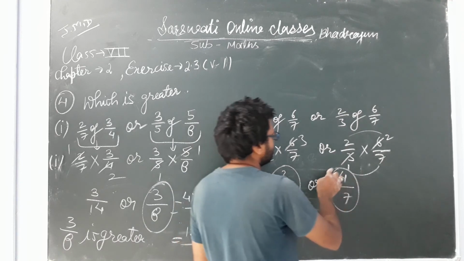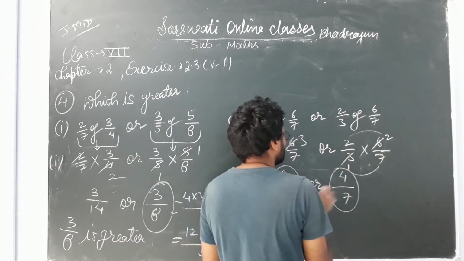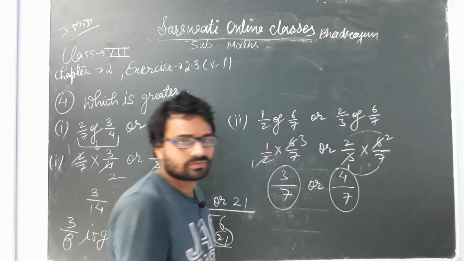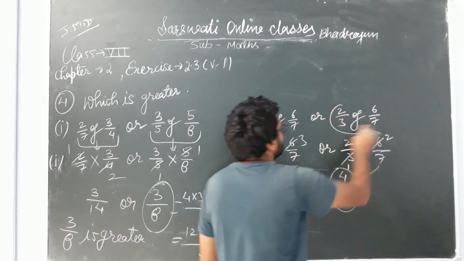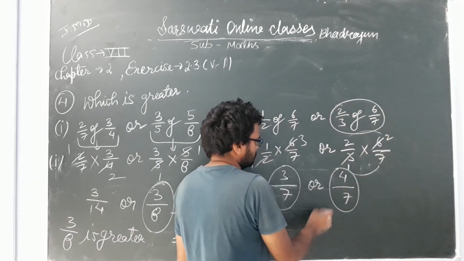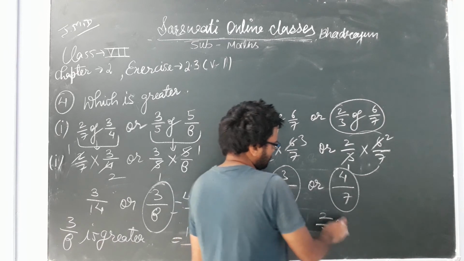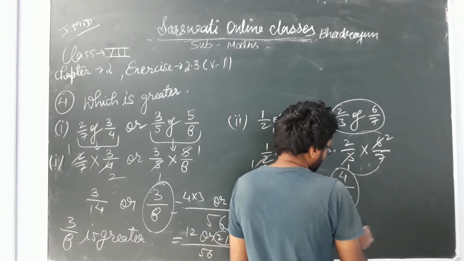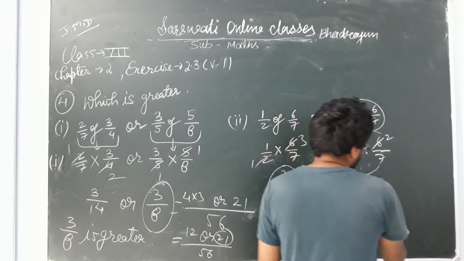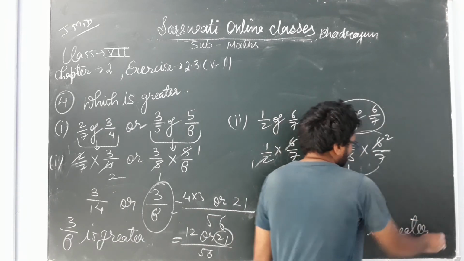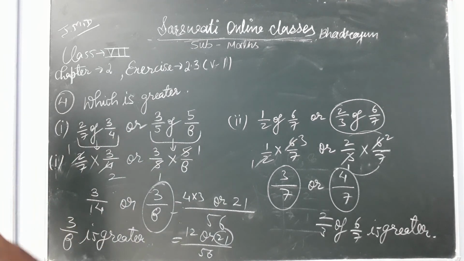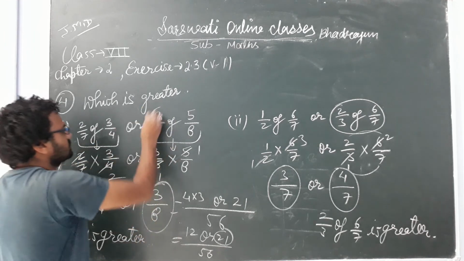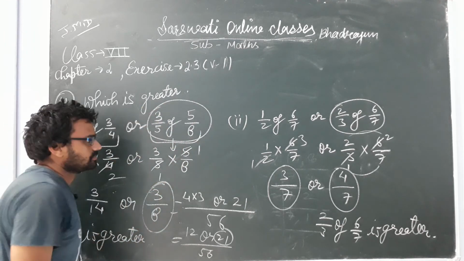So 4 upon 7 is greater than 3 upon 7, and this fraction is greater than this one. So 2 upon 3 of 6 upon 7 is greater. Here also we can give a response. Listen, we are able to see this one is greater, hence this fraction is greater. This one 3 upon 5 of 5 upon 8.